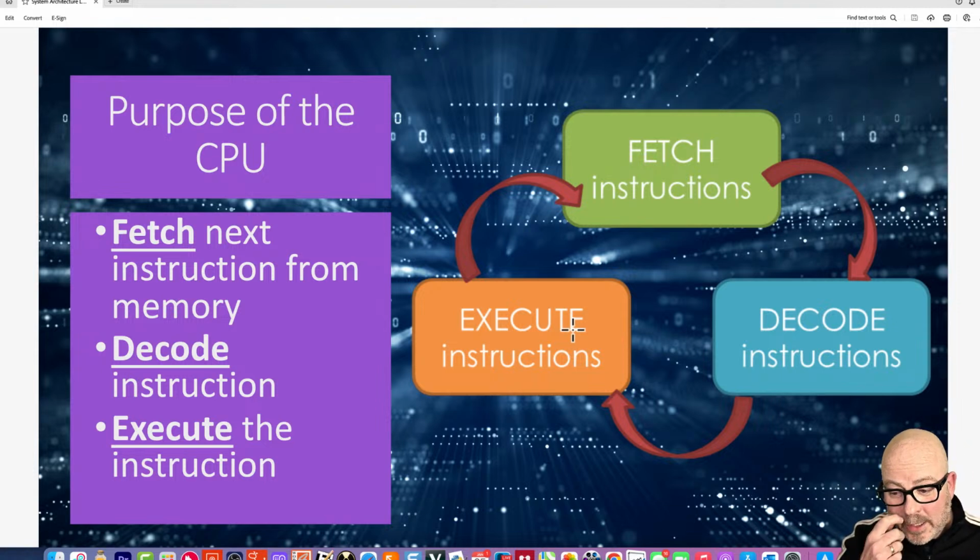And simply what is here is what you need to say. The purpose of the CPU is that it carries out the fetch, decode, execute cycle. We'll jump into more on that in a second. What does that mean? You fetch instructions, you decode them, and you execute instructions. Those 3 simple phrases could well get you off to a flying start and get you 3 marks right at the beginning. So you fetch the next instruction from memory, you decode it, and then you execute it.